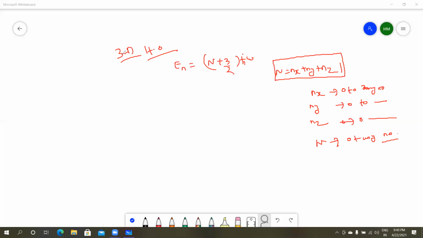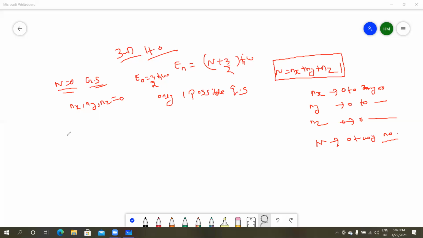Let's say n equals 0. That is the ground state. How many quantum states will it have? You can check it. For the ground state, n equals 0, so E0 is equal to 3/2 ħω. That means what are the possible values of nx, ny, nz? They all give 0. So there is only one possible quantum state. This nx, ny, nz are the quantum state.